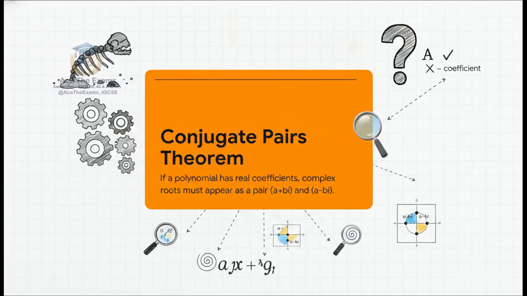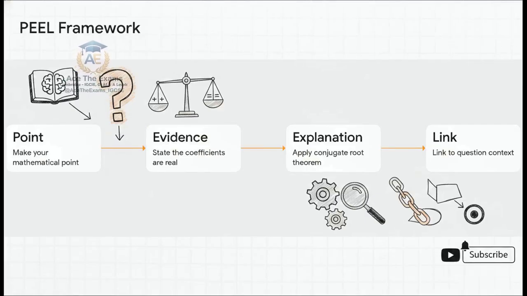theorem applies. To help you structure this perfectly every single time, we use a framework specifically adapted for advanced mathematics. It's called the Peel framework: point, evidence, explanation, link. You make your mathematical point, which is identifying the root. You provide the evidence, explicitly stating that the coefficients are real. You offer your explanation, which is applying the conjugate root theorem. And then you link it right back to the question's specific context.